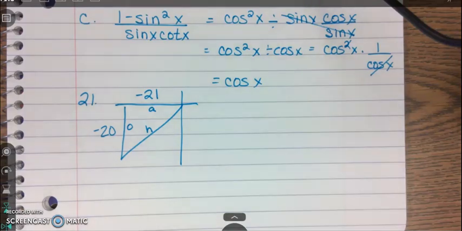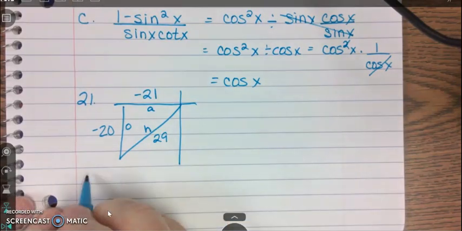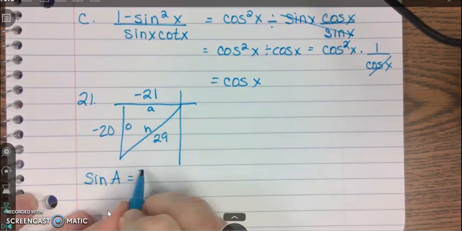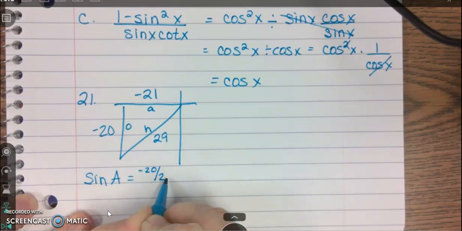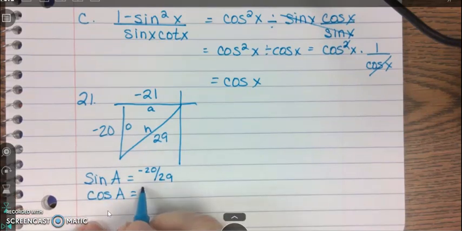Did you miss me? I'm here. Okay, so we're going to do the Pythagorean theorem. And so I'm just going to do it right here on my own calculator. Squared. And I get 29. Okay, so sine of A is going to be negative 20 over 29, and cosine of A is going to be negative 21 over 29.